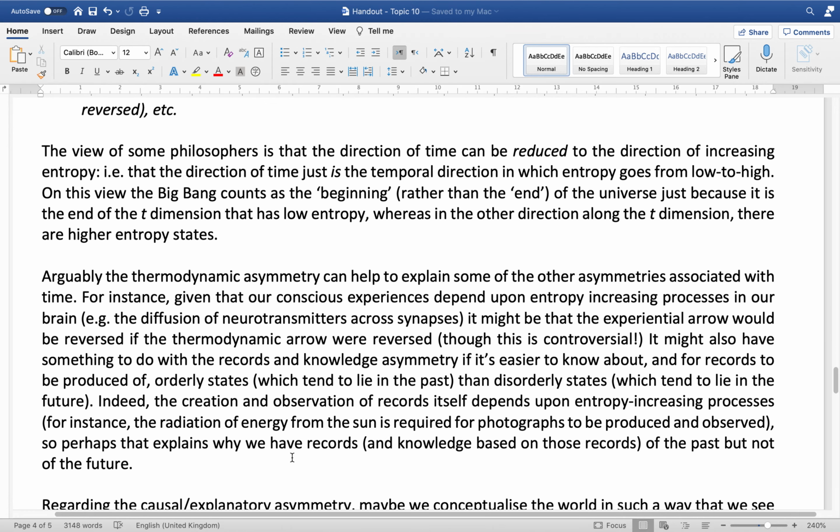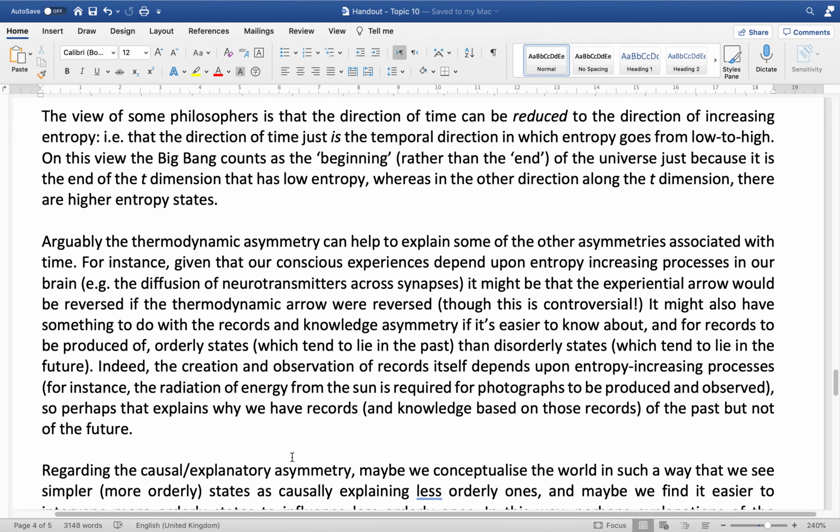So there might be a suggestion, and indeed there is a suggestion among some philosophers of physics, that the direction of time can just be reduced to the direction of increasing entropy. The direction of time just is the temporal direction in which entropy goes from low to high. So if you think about the way the second law of thermodynamics is stated, well, maybe this looks circular. So the second law of thermodynamics says that entropy increases over time.